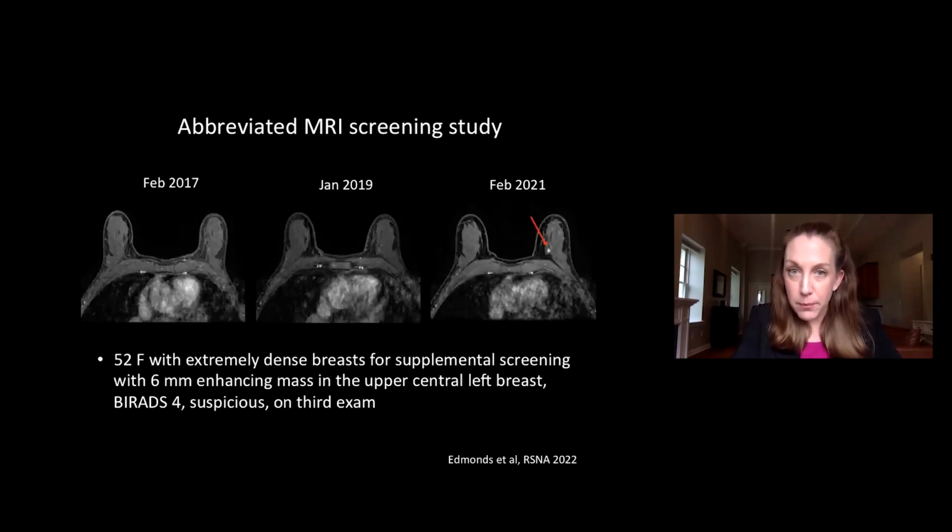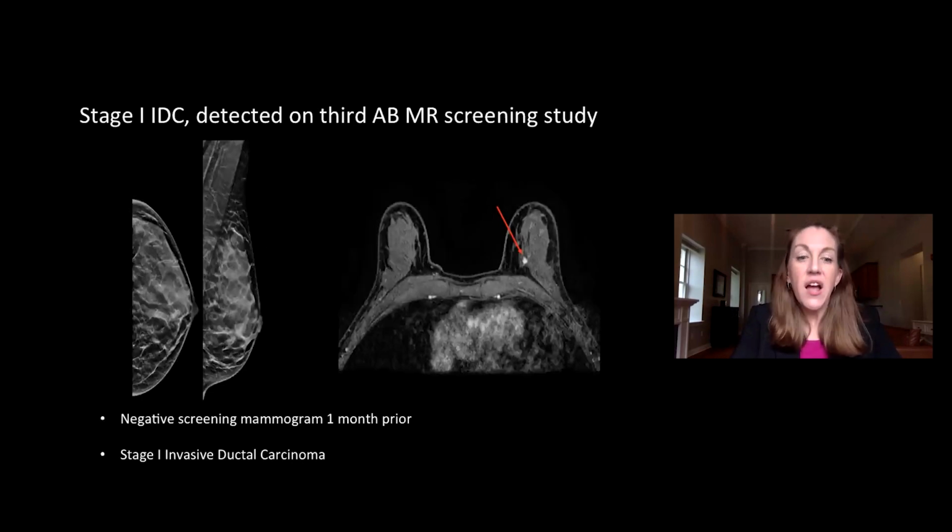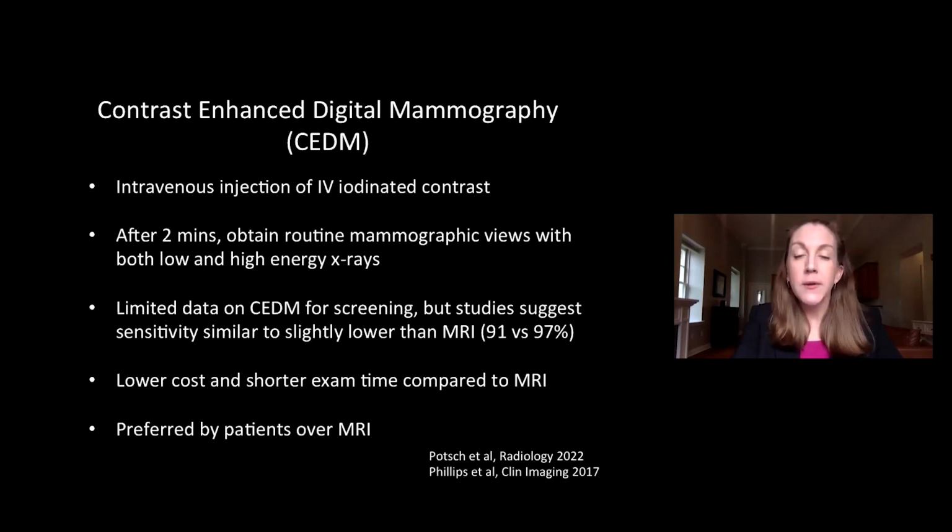Here's an example of abbreviated MRI, or that shorter protocol for screening. This patient's first 2 screens were negative. You can see then in 2021, she has about a 5 millimeter enhancing mass in her left breast. That was deemed suspicious. Of note, she had just had her annual screening mammogram 1 month prior. She is extremely dense, and this cancer was therefore masked or not apparent. So it picked up a stage 1 invasive ductal carcinoma.